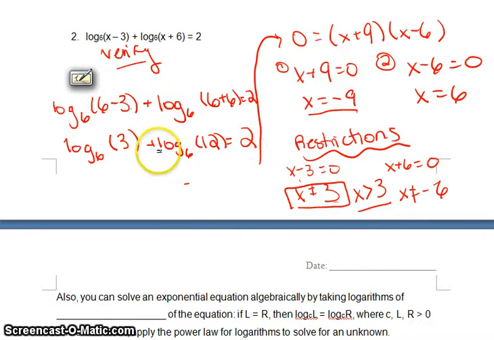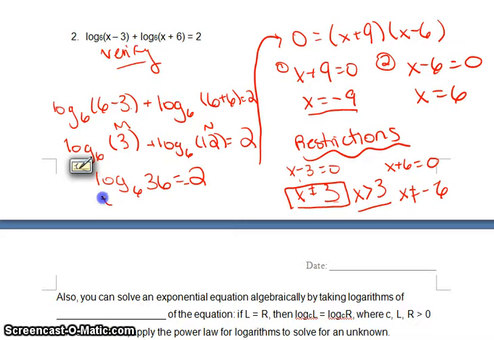Then we'll use our product rule. So we can write, this will be m and n, so it'll be 3 times 12. So log base 6, using that product rule, of 3 times 12 is 36. That is equal to 2. And if you guys look at log base 6 of 36, if you were to put this back into exponential form, I'm just going to write this off to the side here.